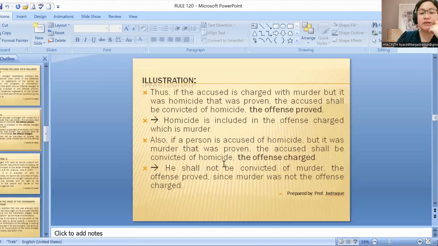So if you notice here, murder carries with it a higher penalty than homicide. It is the lesser charge, which is the offense charged, to which the accused can be made liable, but not on murder, which is the offense proved, because it is not included in the offense charged.